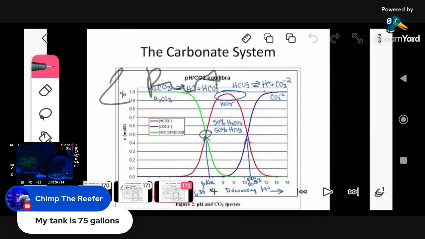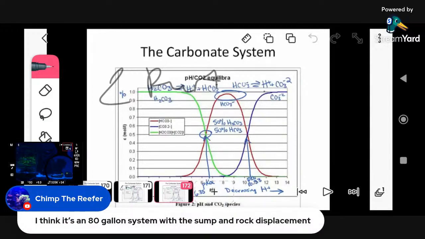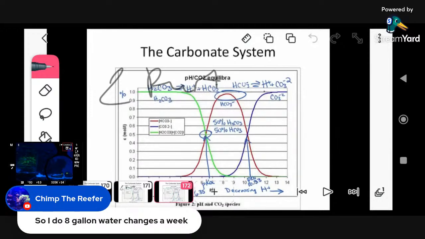My tank is 75 gallons. Damn, that's a nice tank. I think it's an 80-gallon system with a sump and rock displacement. That's what's up. Yeah, rock displaces a lot of water for sure. So I do 8-gallon water changes a week.